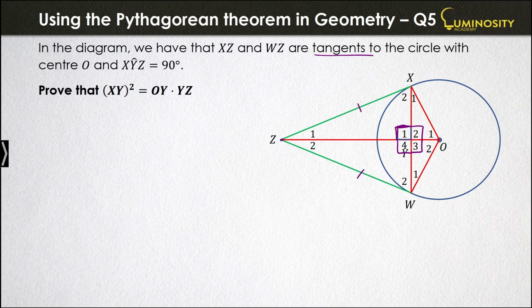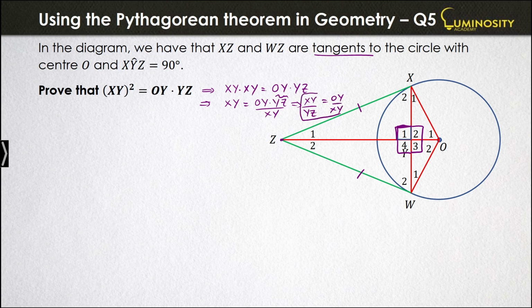When you see a problem like this, where you want to show equality of side lengths, it usually stems from showing some sort of proportion, and the proportions come from similarity in triangles. We could rewrite this as XY times XY equals OY times YZ. If I divide both sides by XY and then divide the YZ out on the right-hand side, I get XY over YZ equals OY over XY.